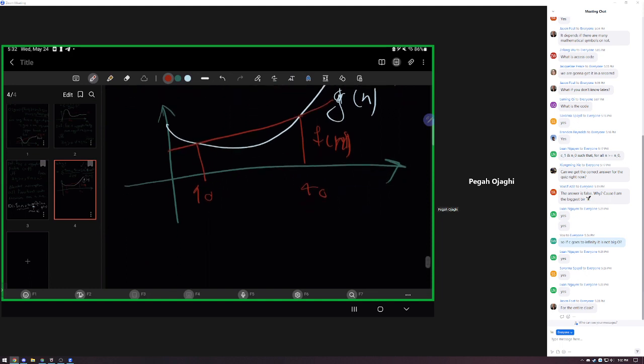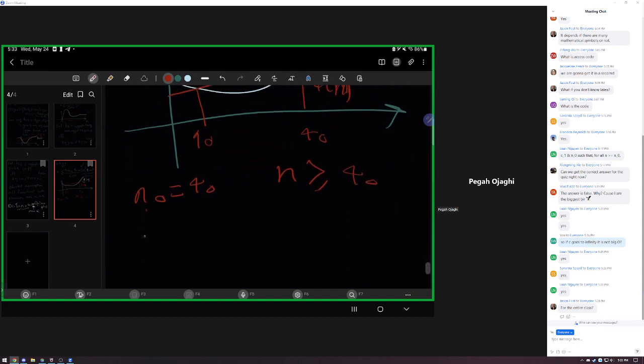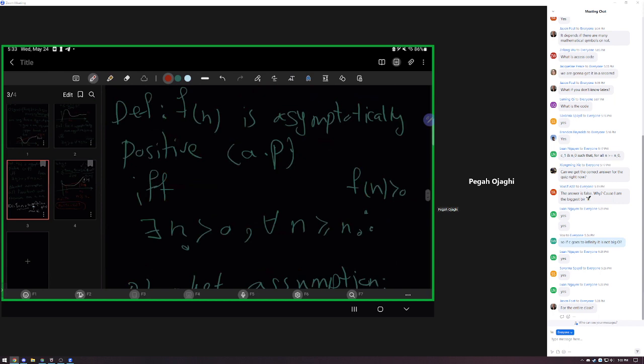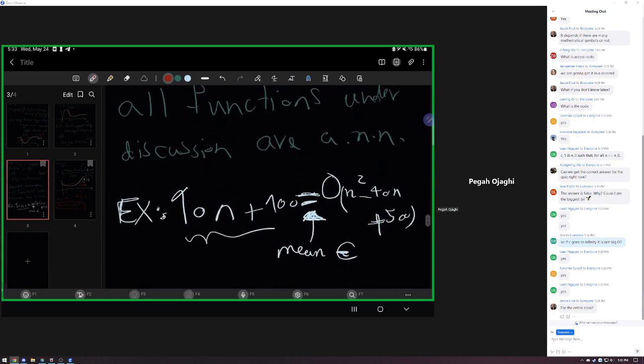So what is going to be found? It means if I consider n naught to be 40, for any n after 40, this is going to be the case. So we consider n naught to be 40 and c equal to 1. So I found this equation to hold. So it means that this is the big O notation of that. So I say 10n plus 100 is big O of n squared minus 40n plus 500. Does it make sense?